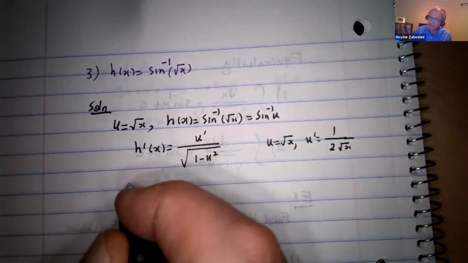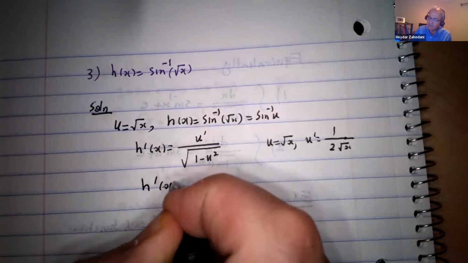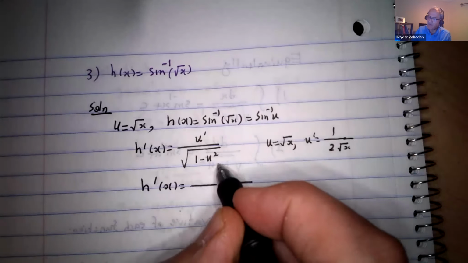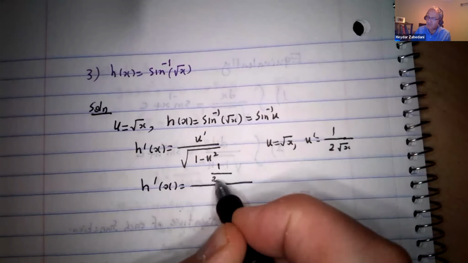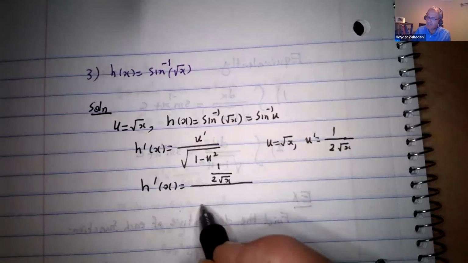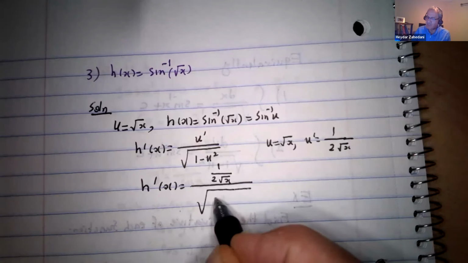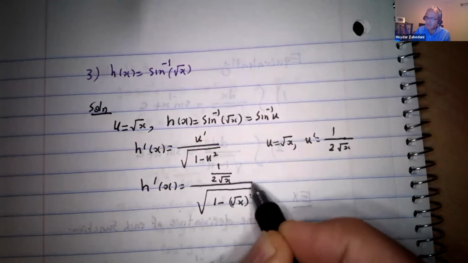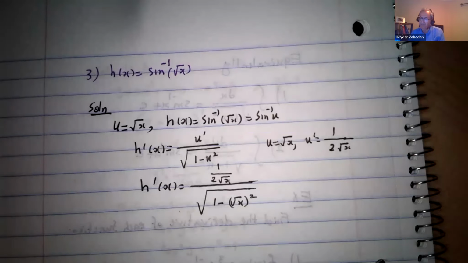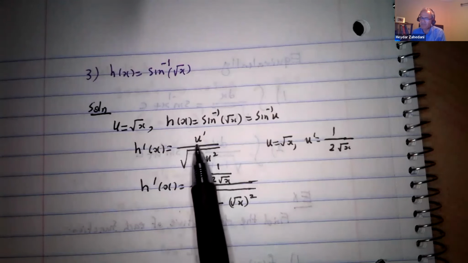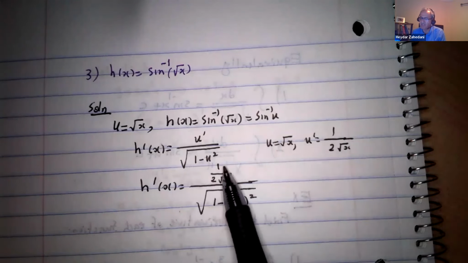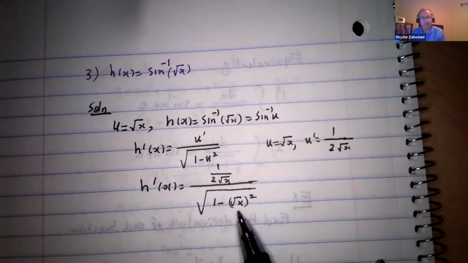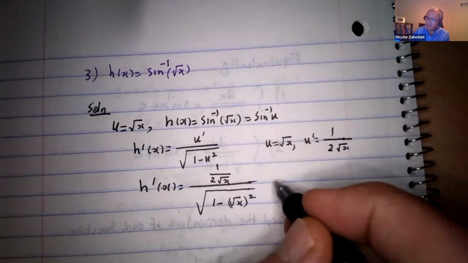Now, if you substitute, u prime would be what? U prime is 1 over 2 radical x, divided by the square root of 1 minus u squared, 1 minus radical x all squared. I just substitute here. So the u prime is 1 over 2 radical x, and 1 minus u squared is 1 minus radical x squared. So you have to simplify it.